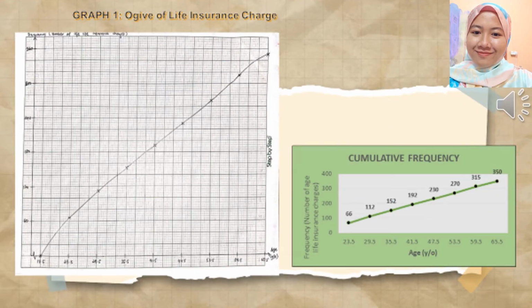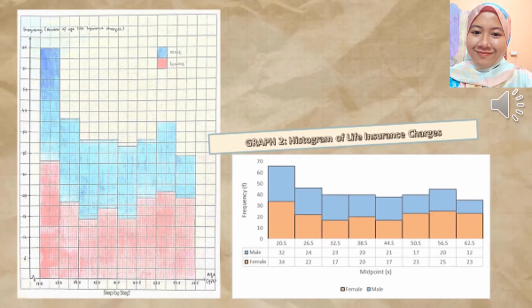The next slide is graphical representation. We use two graphs, which are ogive and histogram. This is the ogive of life insurance charge. The left side uses drawing compared to the right side using Excel. This ogive can be described as showing an increase. Next is the histogram of life insurance charge. Same as the ogive, the left side uses drawing compared to the right side using Excel.